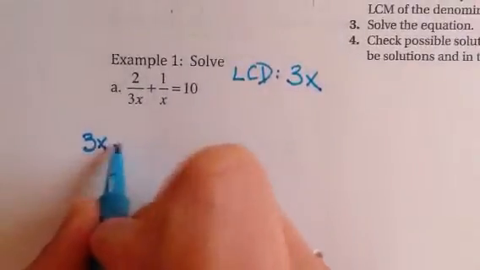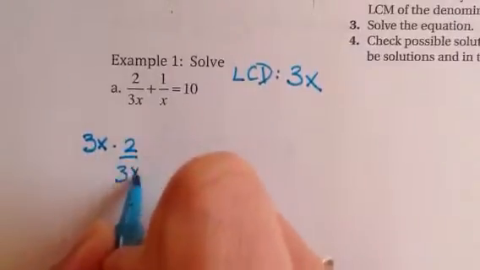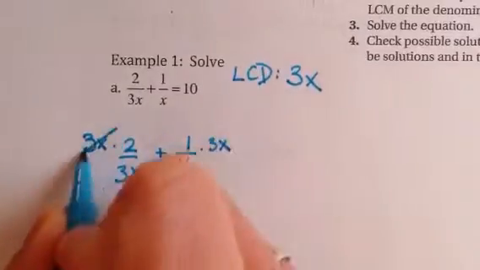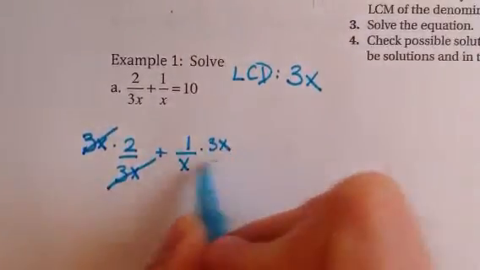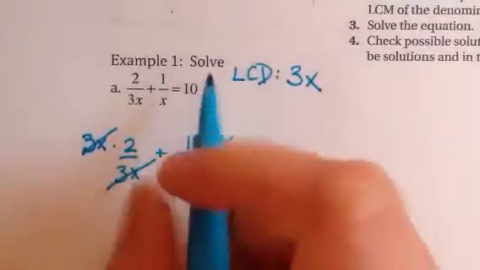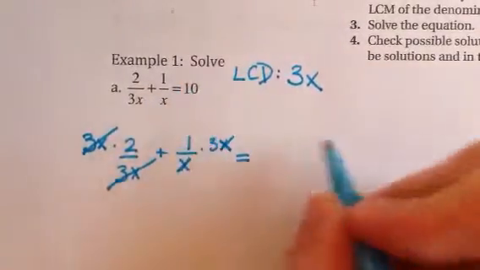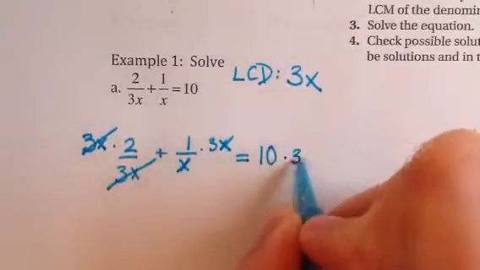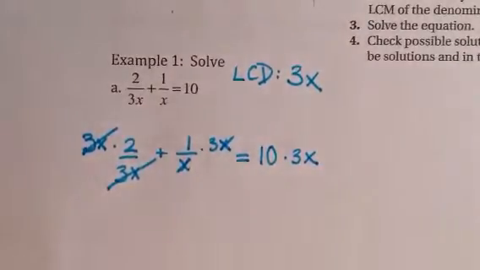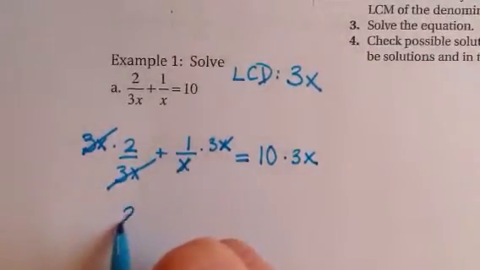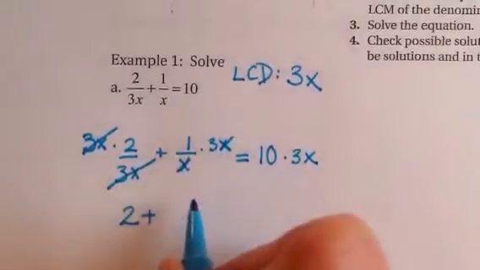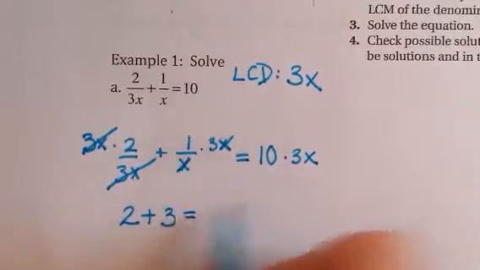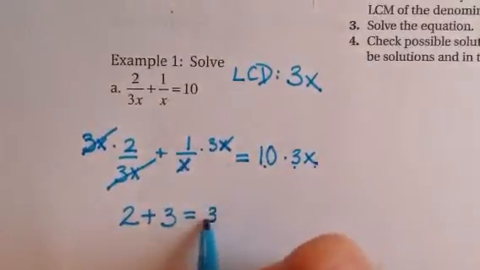So we have 3x times 2 over 3x plus 1 over x times 3x. The 3x cancel out, the x cancels out. Now, what's different is we have an equals sign. So if we multiply 3x by both of our terms on the left, we have to multiply 3x by our term on our right. So our denominators cancel, so we're left with 2 plus 1 times 3 would be 3, equaling 10 times 3x would be 30x.